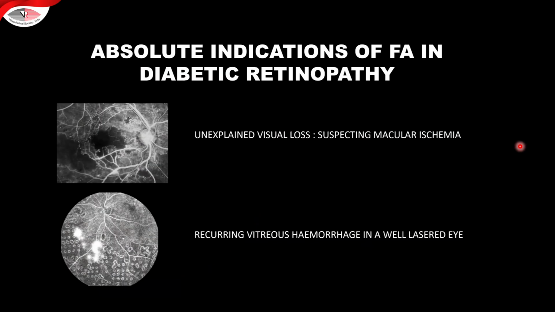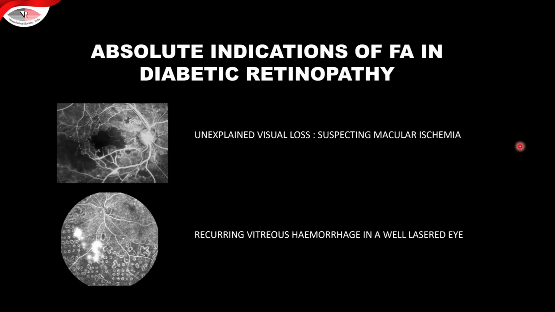So initially, I gave you all the indications of fluorescein angiography in diabetic retinopathy. Now, today, as we stand, maybe we use a lot more OCT and clinical judgment to treat them. We don't use fluorescein for all sorts of situations for diabetic retinopathy. But if you ask me, two absolute indications. One is unexplained visual loss, which is where I'm suspecting macular ischemia. Fluorescein angiography is very useful. Of course, an OCTA may also be useful for something like this, and you could replace it with that.